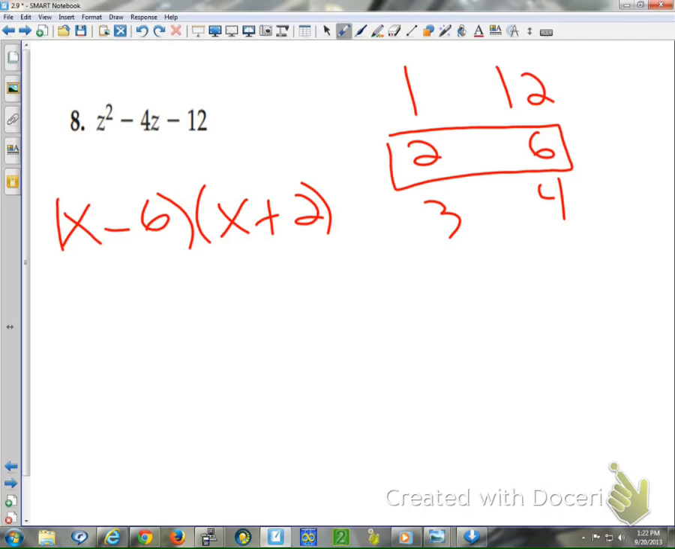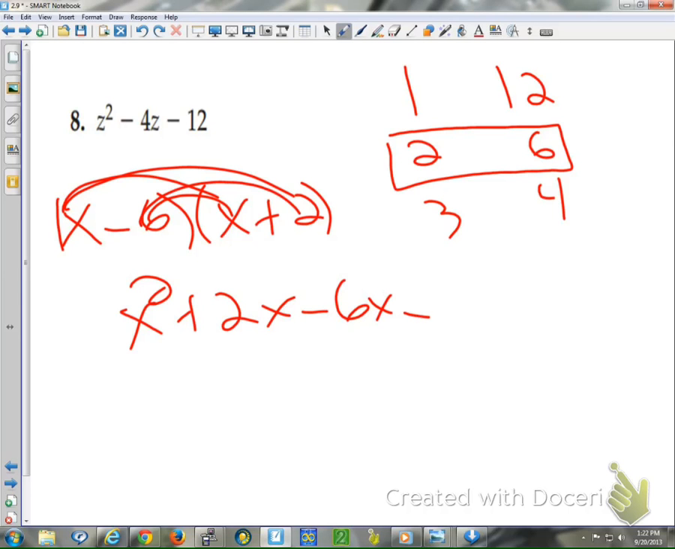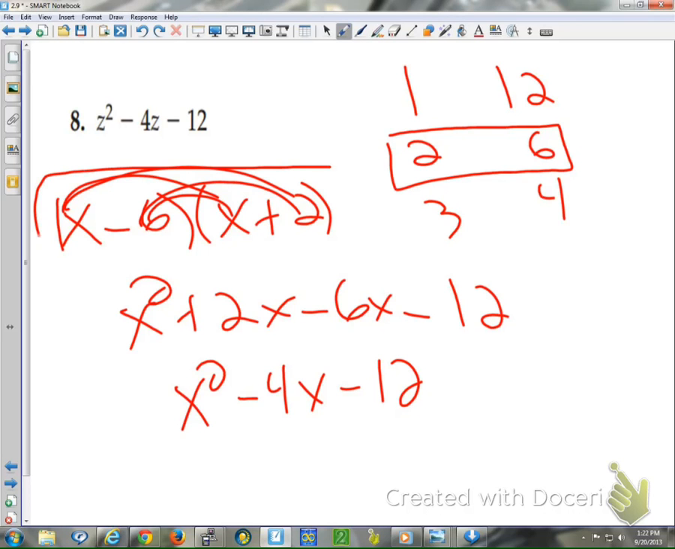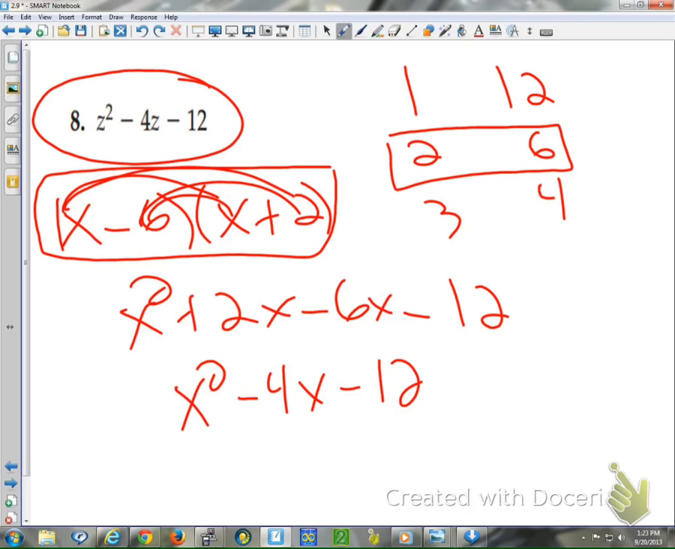Now, if you're wondering how in the blazes this gets that, you can always go back and multiply these together to get your original to check your work. x times x, x times 2, -6 times x, and -6 times 2, which would give you x squared, 2x minus 6x is -4x. You don't even have to do that multiplication today. I'm just showing you that when you find an answer, you know it's right if, when you multiply it together, you get back to the original.